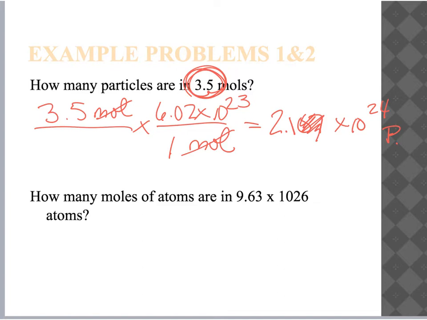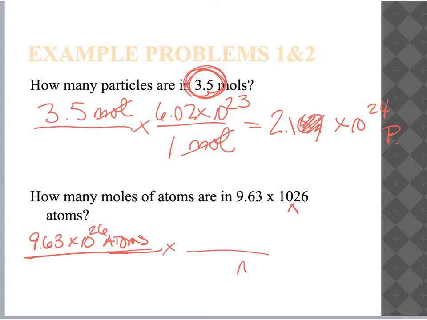How many moles of atoms are in 9.63 times 10 to the power of 26 atoms? So I'm going to start with that number, 9.63 times 10 to the 26th atoms. And this is going to be flipping my conversion factor upside down, because if I'm starting with atoms, I want atoms to be on the bottom. And if I'm going to moles, I want moles on top. So my atoms are going to cross out, but in 1 mole, I would have 6.02 times 10 to the 23rd atoms. And I'm going to plug this into my calculator real quick.